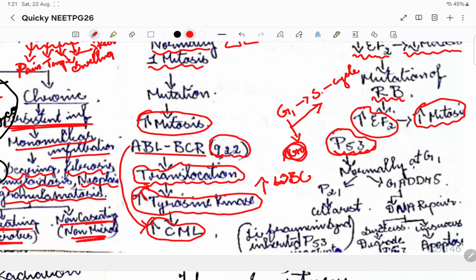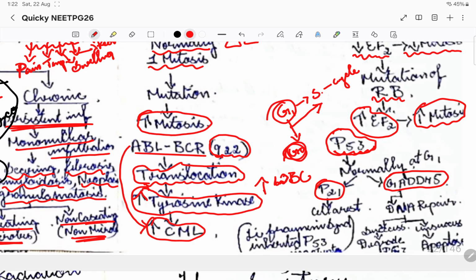What does the P53 gene do? Let us see. What happens is, in G1 phase, normally in the P53 pathway there are two other genes, which are P21 and another one is GADD45. Okay, so remember this.